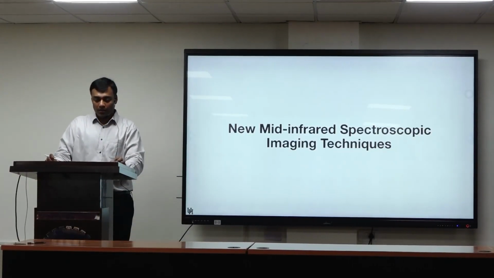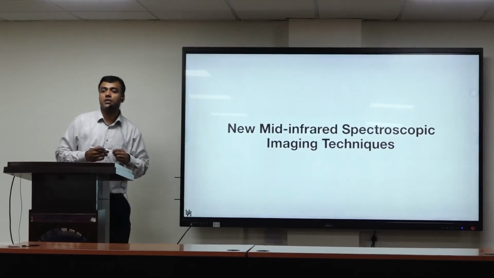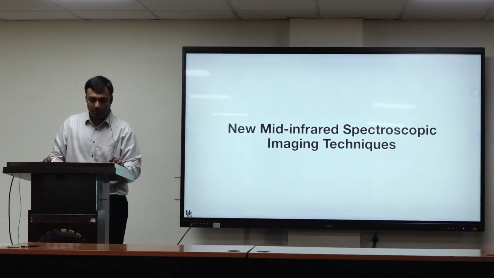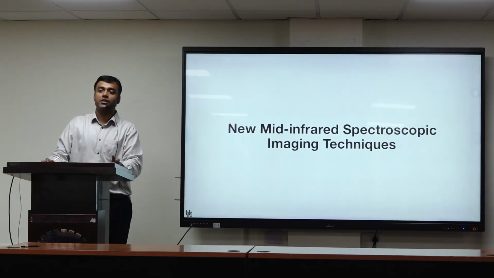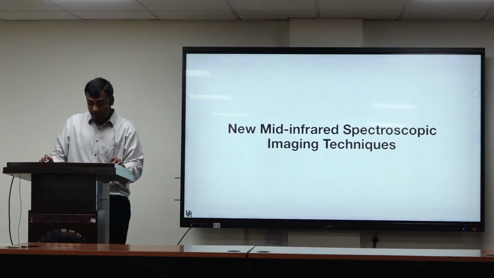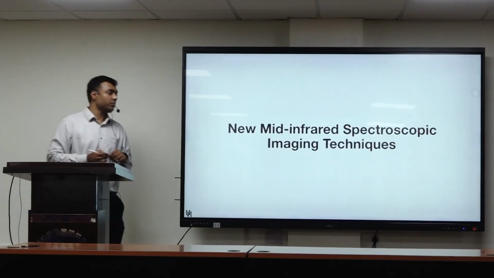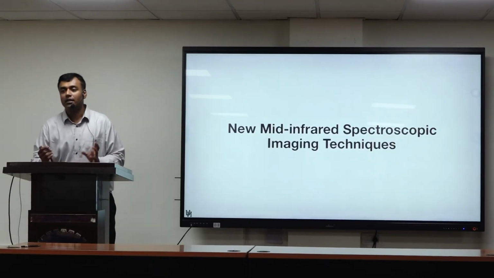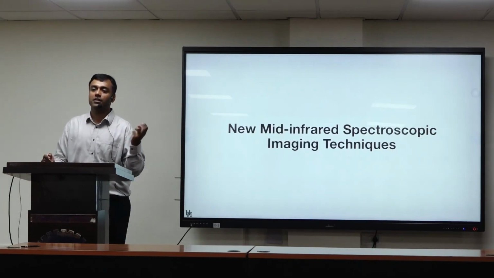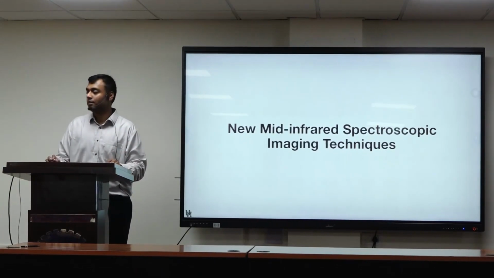And a few minutes ago we discussed the first and the oldest technique for mid-infrared spectroscopic imaging, which is what's called FTIR imaging. And this technique uses some old components. For example, the source of light, mid-infrared light, is basically black body radiation. It's something like a light bulb type of device.